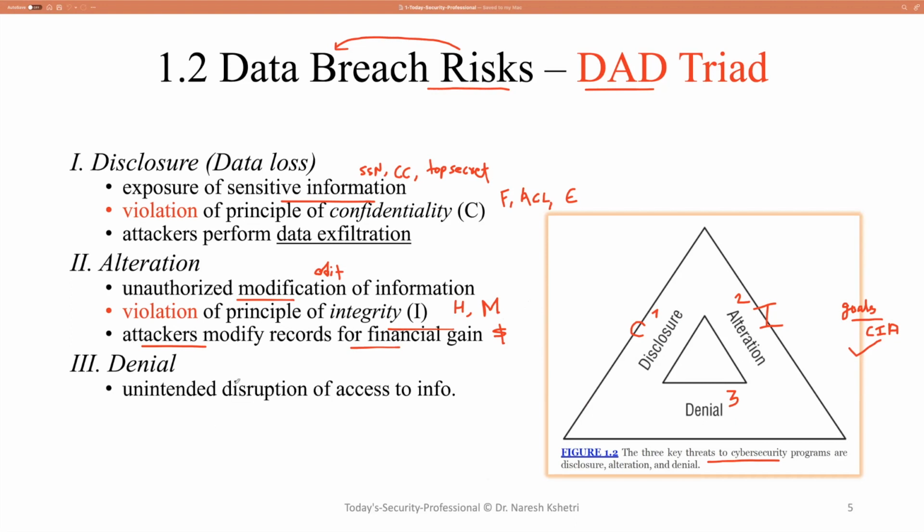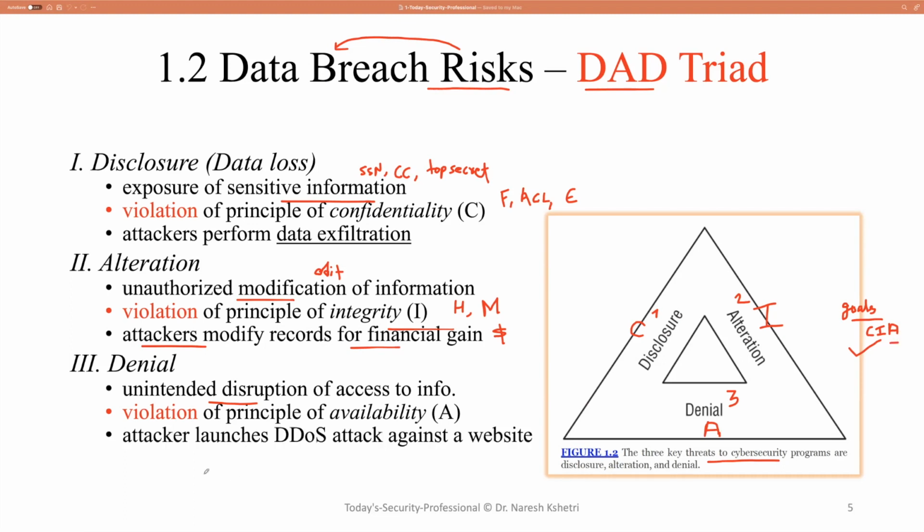The third one is the denial of information, which is the most important one. Denial means disruption to the access of information, such as trying to access information from a public website. That ultimately violates the principle of availability, the third leg of our CIA principles. The attacker launches a distributed denial of service attack against a website, because websites provide information in our cyber world. The controls enforced for availability include fault tolerance, clustering, and backups of the information.